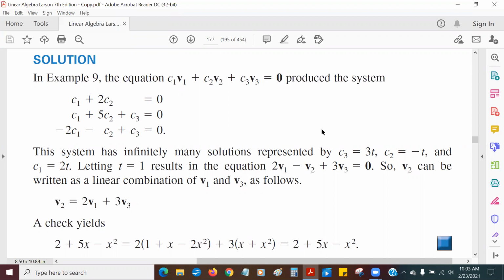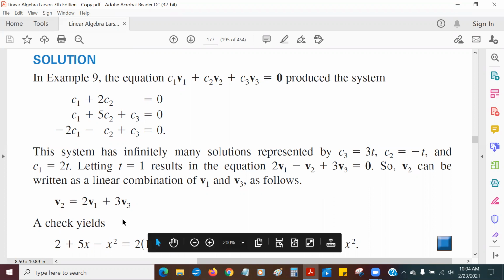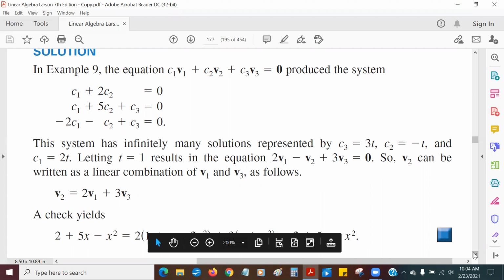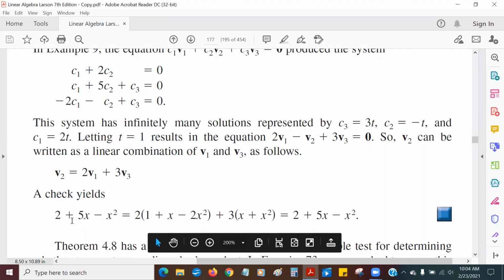Now, once we have the parameters like this, we can plug in any value we want. Just for example, if we plug in t equals 1, really we can plug in any real number, that's infinite solutions. But if we plug in t equals 1, we get 2v1 minus v2 plus 3v3 equals 0. So I could let v2 just equal 2v1 plus 3v3. And if you don't believe me, check it out, and just clarify this all works.